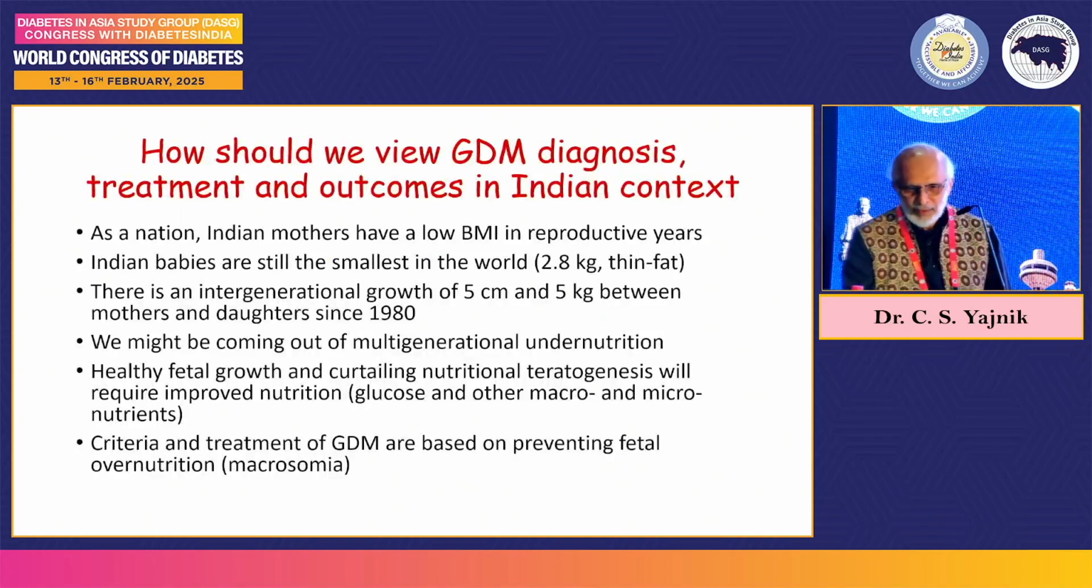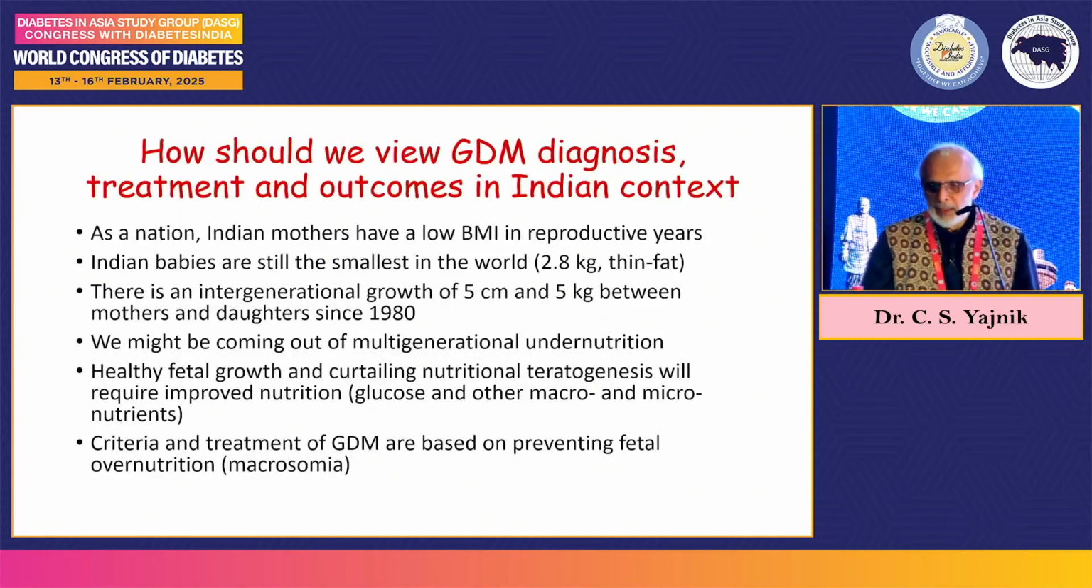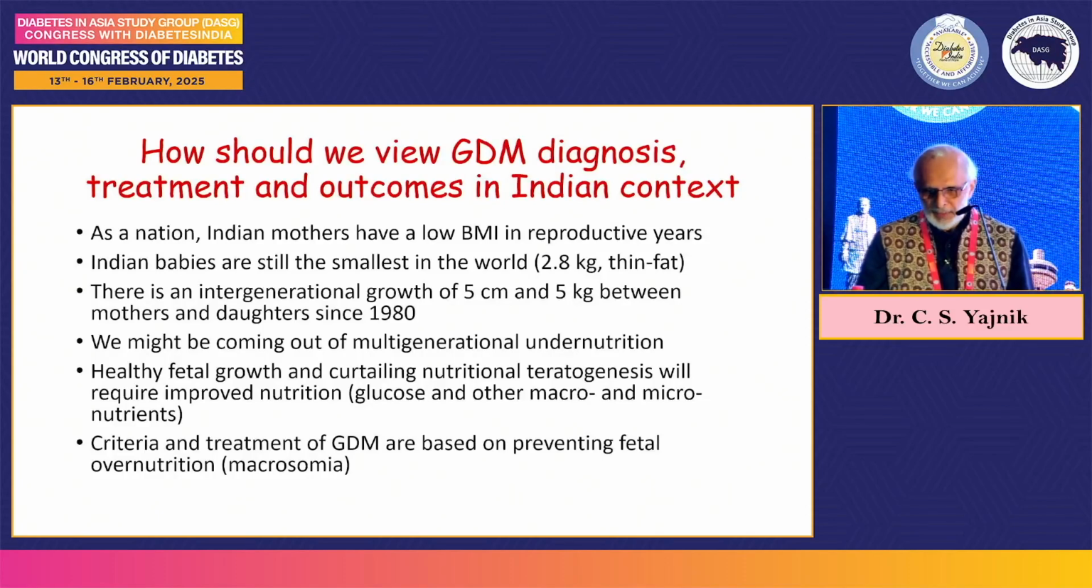So as a nation, Indian mothers have low BMI in reproductive years. Indian babies are the smallest in the world. Now I can show in my cohort, intergenerationally, there is a rapid catch-up of growth in the daughters within the last 30 years. We seem to be coming out of the multi-generational undernutrition which we have faced. Healthy fetal growth and curtailing the nutritional teratogenesis or programming will require improved nutrition. That means glucose, other macronutrients and micronutrients.